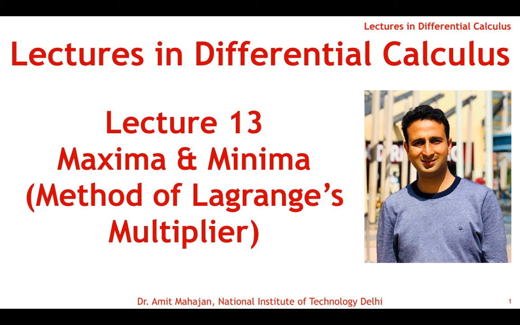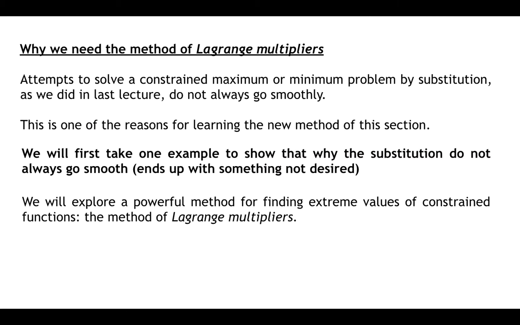Hello and welcome to this lecture on Maxima and Minima by the method of Lagrange's multiplier. If you remember, in the last lecture we did the maxima and minima for a function of two variables, and we also solved an example where we have to find the extreme value of a function subject to a constraint condition, that is, the domain is bounded by a triangular region.